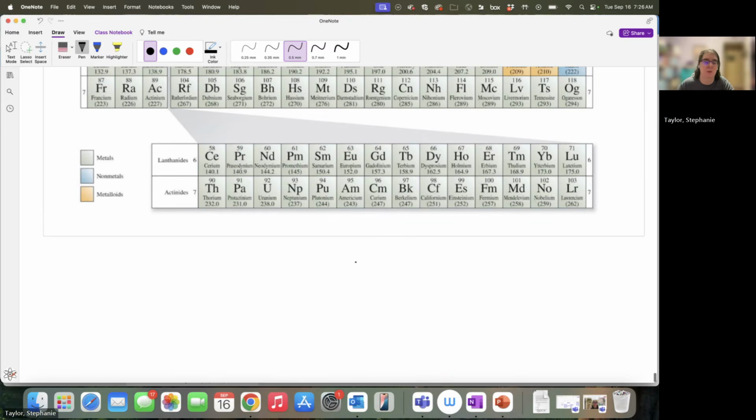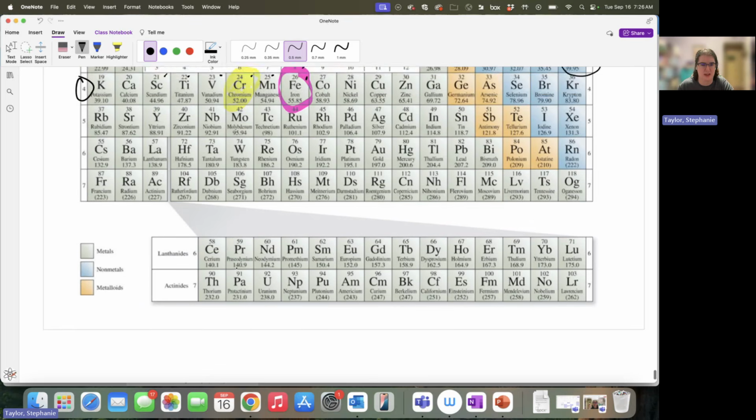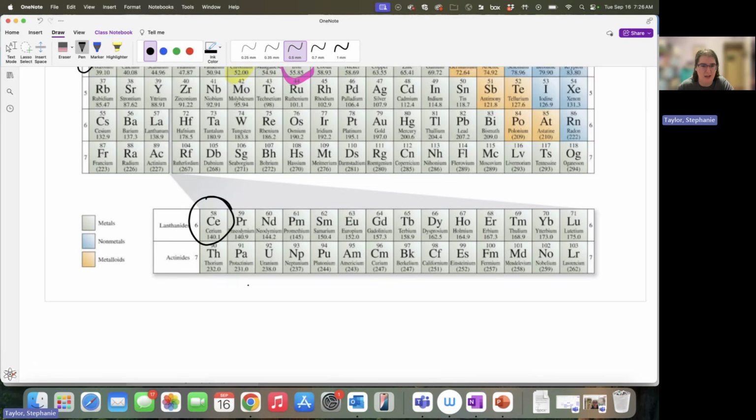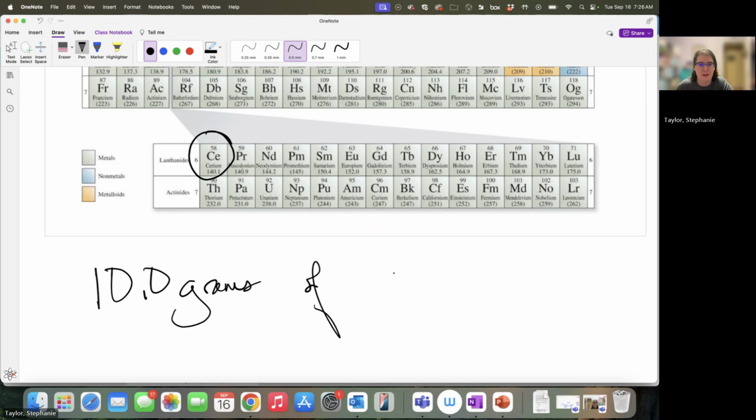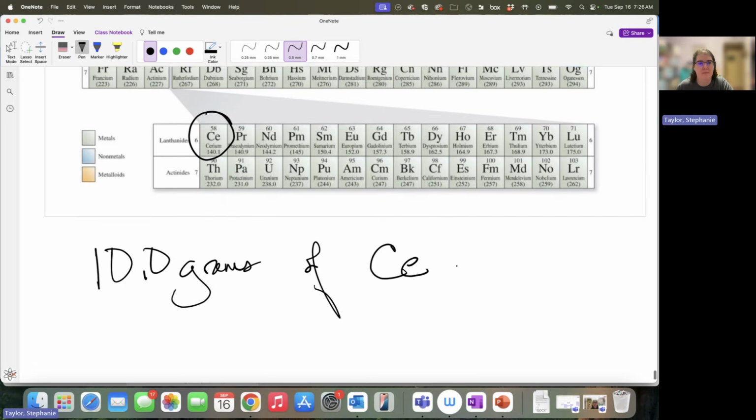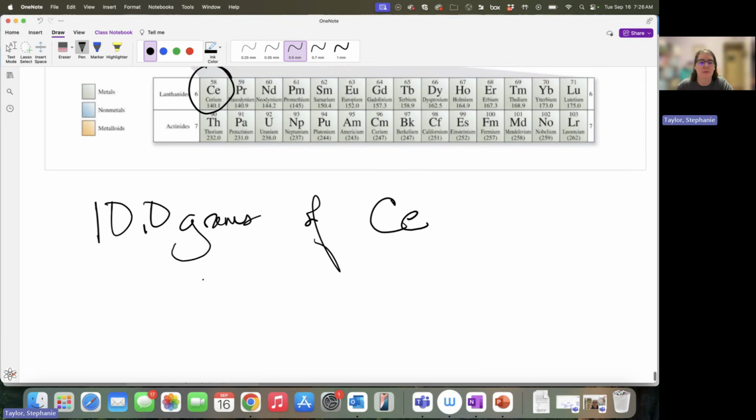So we'll start with grams. Where's an element? This guy. I've never used this one before. So let's go with 10 grams of Ce, cerium. And the goal, we do want to go to moles. Actually, we'll just say the goal is to go to atoms.